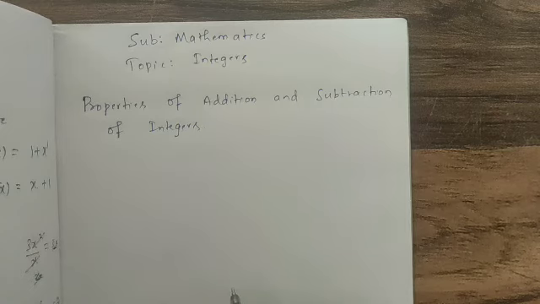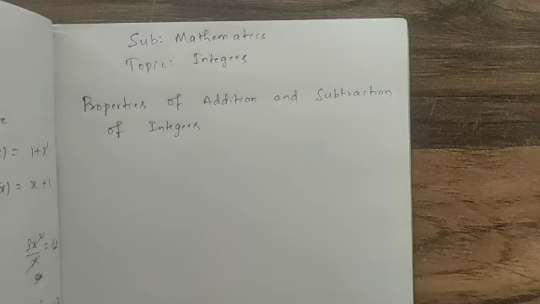Now, let us start with the properties of addition and subtraction of integers. We have some properties for addition and subtraction of two integers. These properties will be there for all the number systems. What are the number systems we have now? Natural number system, whole number system, integers number system. These three number systems we have learned till now, till 7th standard.